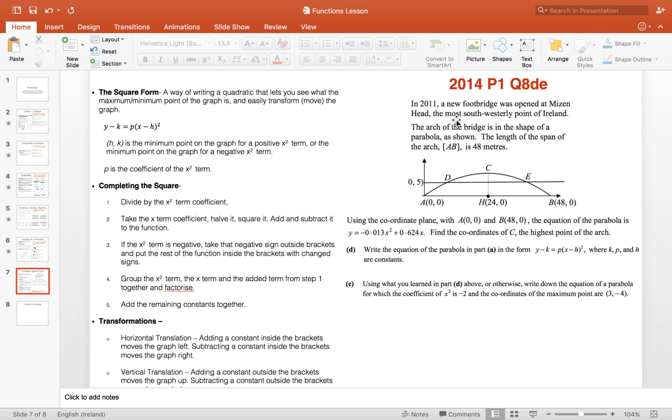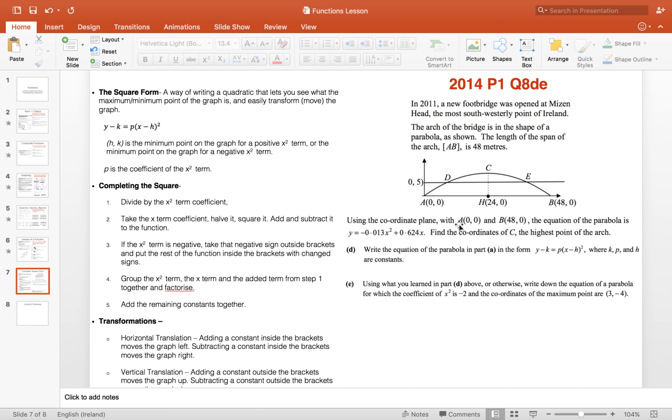The question here tells us that a new footbridge was opened. We don't care where it was, and that it's an arc shape like this, which is called a parabola. The length of the span of the arc, A to B, is 48 meters. We can see that from the fact that point B is (48, 0). Halfway through, we can see, is the maximum point here at 24.